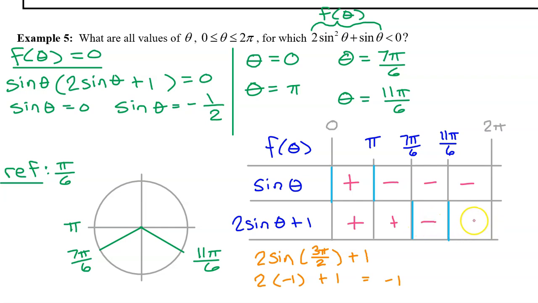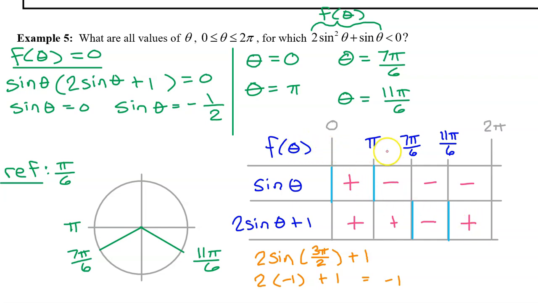For the final interval between 11 pi over 6 and 2 pi, we are allowed to use 2 pi itself, even though it's the end of this interval. If we plug in 2 pi right here, the sine of 2 pi is 0. So 2 times 0 is 0, plus 1 is positive 1.